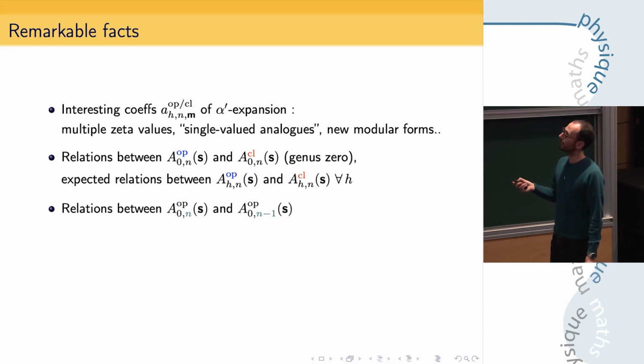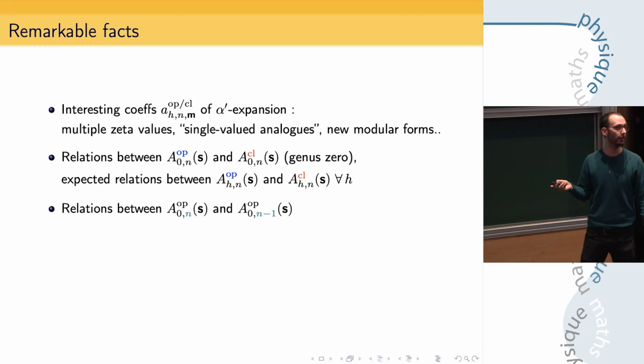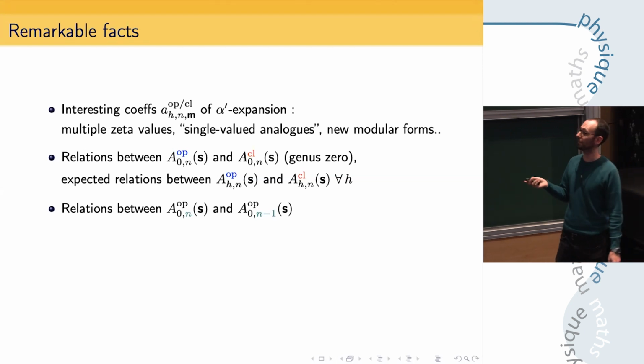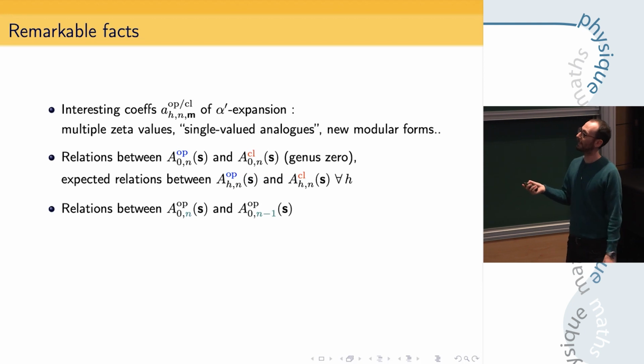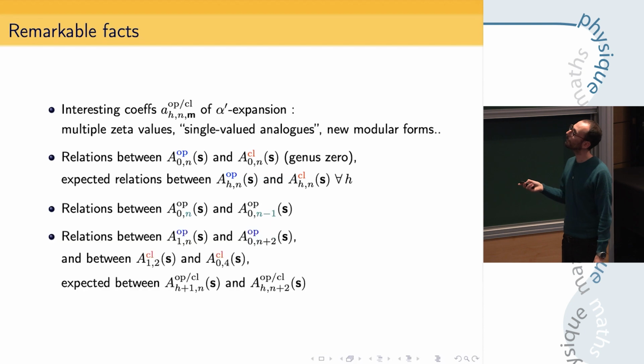Then something Pierre didn't mention, I think, is that there are relations, if you fix the genus equal to 0, between A open 0,n and A open 0,n minus 1, some kind of recursive relation for open string amplitudes. This is something I will mention later. I will explain why this happens, and this is very much related with this KZ equation.